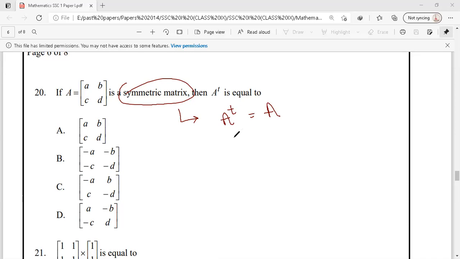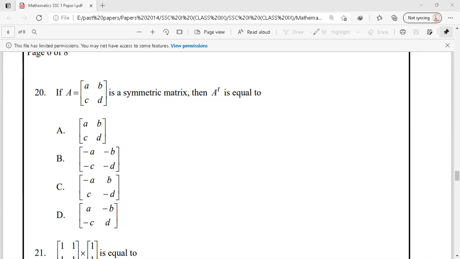If we take the transpose of a matrix and the matrix remains the same, that matrix is known as a symmetric matrix. So if we take the transpose of this matrix, the same matrix will come, that would make it a symmetric matrix. So option A would be the correct answer because option A is the same as the matrix given in our question. So A is the correct answer.